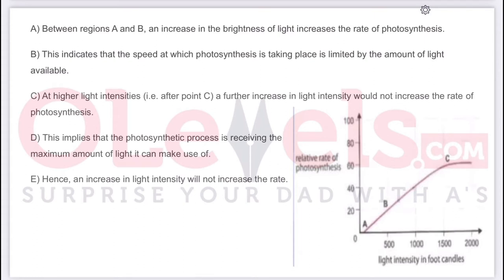Okay, next point, point C. At higher light intensities, that is after point C in the graph, a further increase in light intensity would not increase the rate of photosynthesis. It means at a specific light intensity, the rate of photosynthesis becomes constant. Point D. This implies that the photosynthetic process is receiving the maximum amount of light it can make use of. Point E. Hence, an increase in light intensity will not increase the rate.